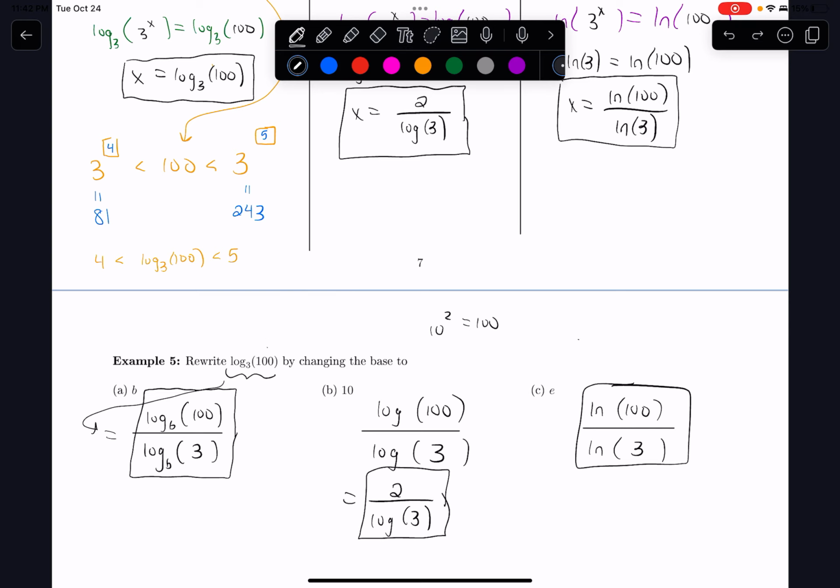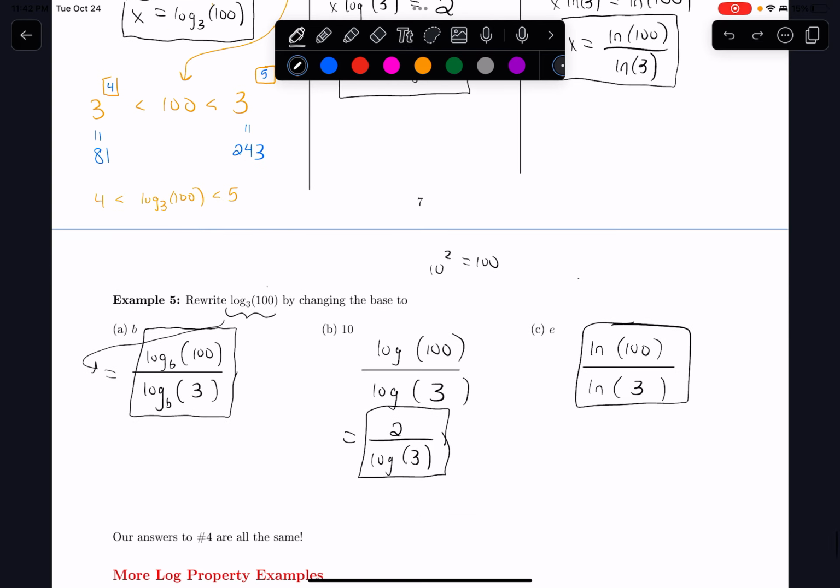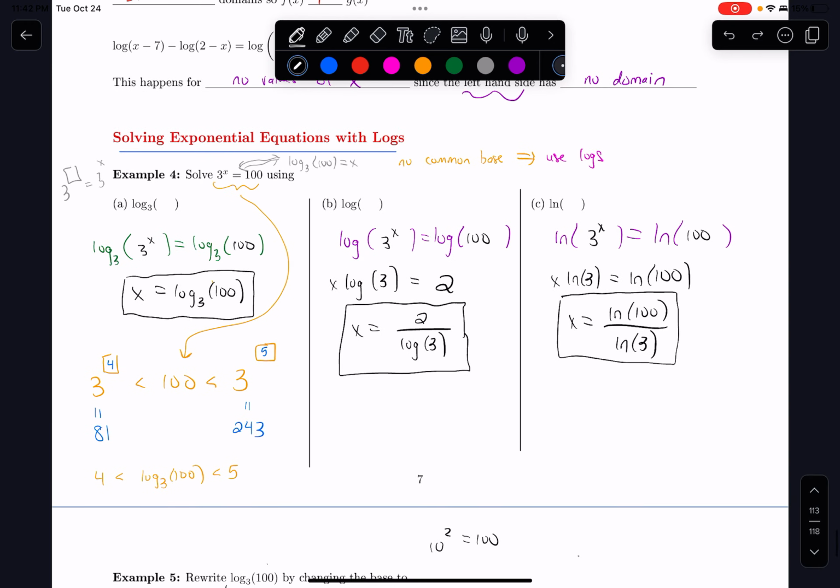Okay. So one of the things that this means is the answers that we got to that previous problem are all the same. So when we want to solve exponential equations like this using logs, because there's no common base, we could use any log base. Any log base will work just fine. Sometimes some log bases are a bit easier to use. Like I would say this one in some ways looked the simplest. But often we like using log base 10 or ln, especially because calculators can handle log base 10 and they can handle ln.